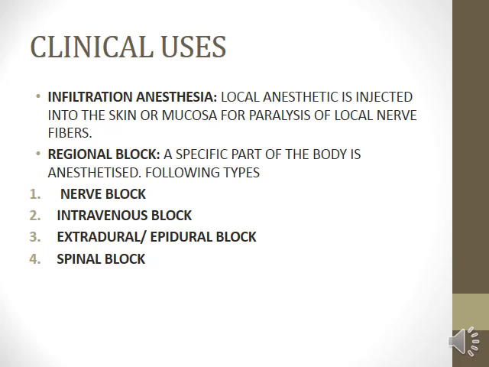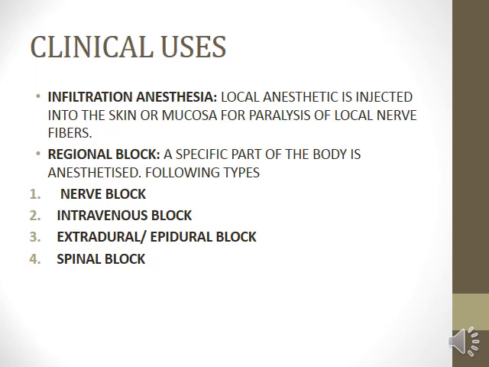Now the third type of regional block is the extradural or epidural block. The local anesthetic is injected into the thoracic, lumbar, or sacral area of the vertebral column in the extradural space. This will cause paralysis of the nerve roots. This technique is usually employed in obstetrical procedures.